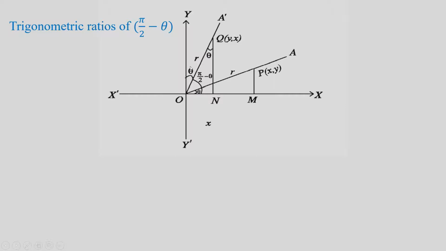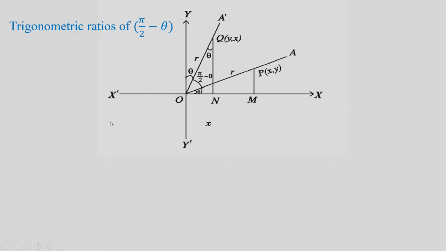Now, if this angle is theta, therefore this angle will also be theta, because these two angles are alternate angles. Okay, and one angle and hypotenuse of these two triangles are equal, therefore these two triangles are congruent. Therefore this length QN is equal to this length OM, and here OM is equal to x. Therefore QN is equal to x. Okay, and this length ON is equal to PM, and here PM is equal to y. Therefore ON will be y. Therefore the coordinates of Q will be (y, x).